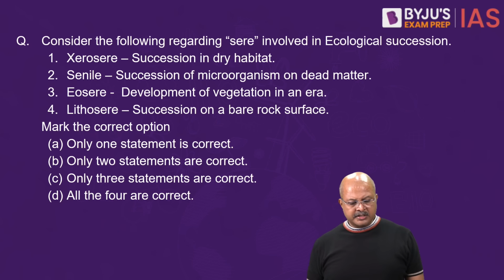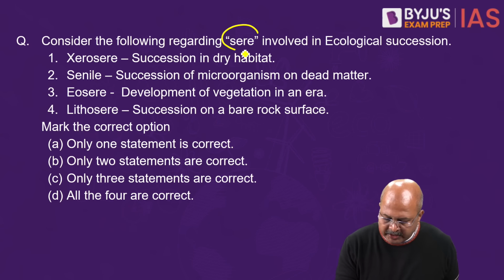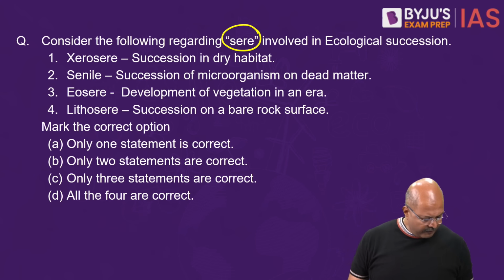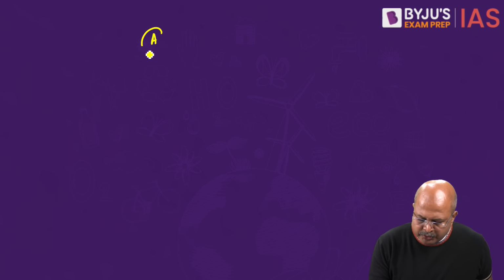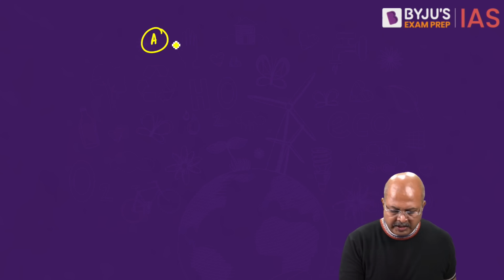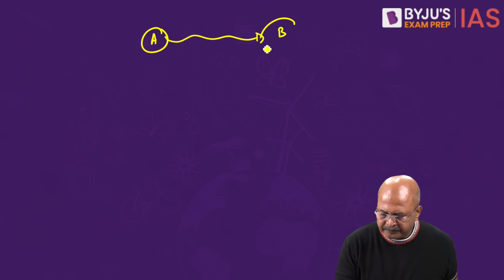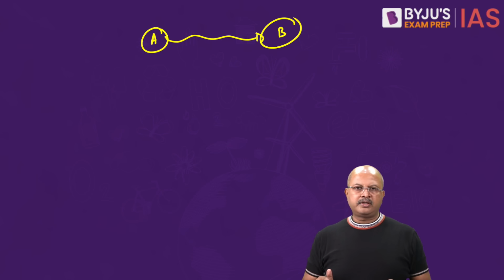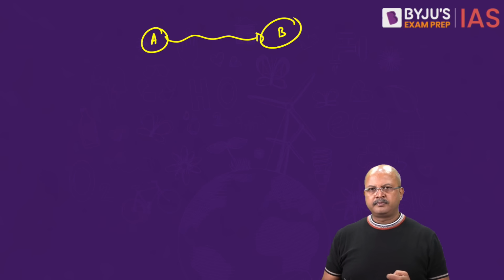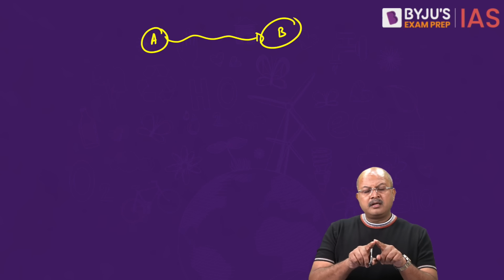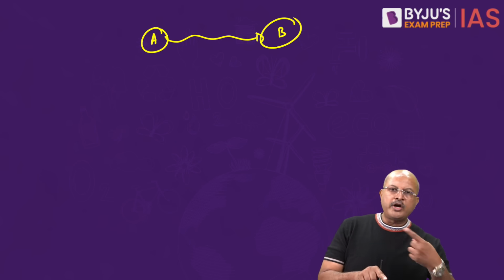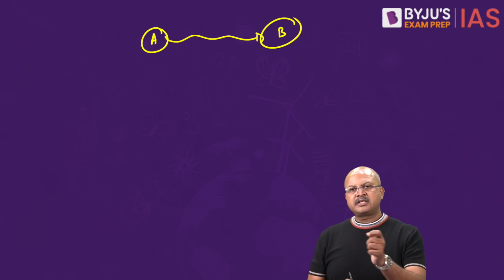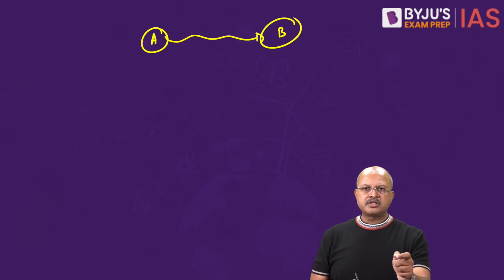Right. Then consider the following regarding the seer involved in ecological succession. When we talk about ecological succession, any ecosystem when it changes from A to B, it is a systematic change of an ecosystem. It is not haphazard. It is systematic, where its characteristics also change. The community also changes. It modifies all the characteristics. Such a systematic change, where one ecosystem is replaced by another, we refer to as ecological succession.